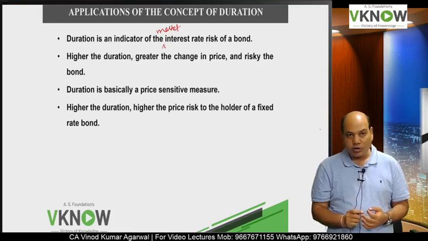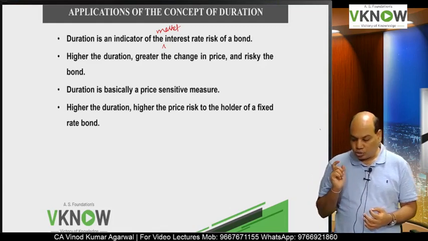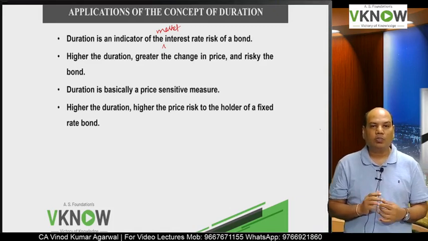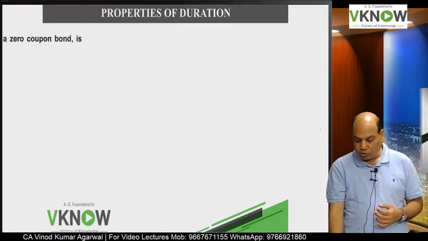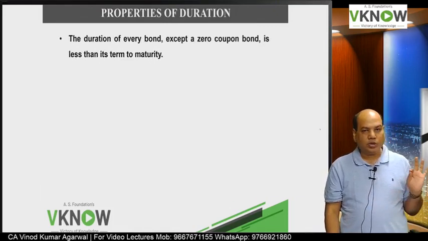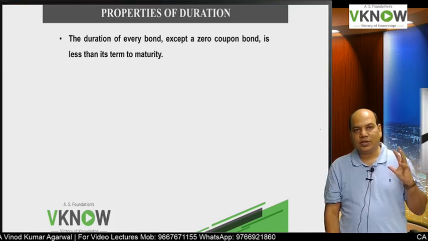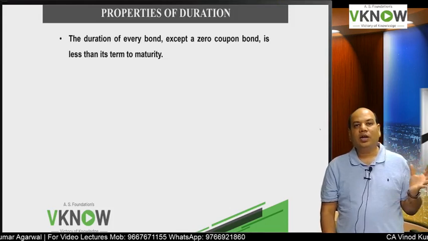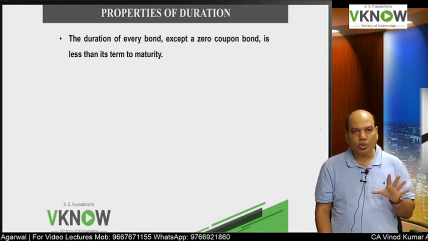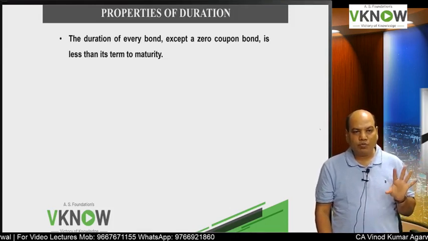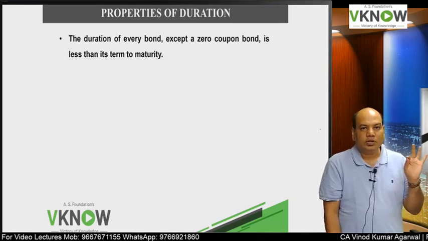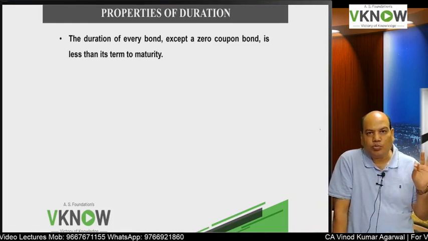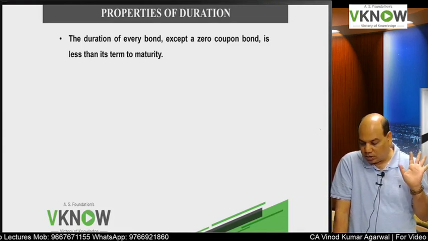Higher the duration, higher the risk to the holder of a fixed rate bond. So we have to understand that duration helps us to understand the riskiness involved. Higher duration indicates higher risk to a bondholder. Okay, for a given change in YTM, the price will fluctuate more if duration is higher.